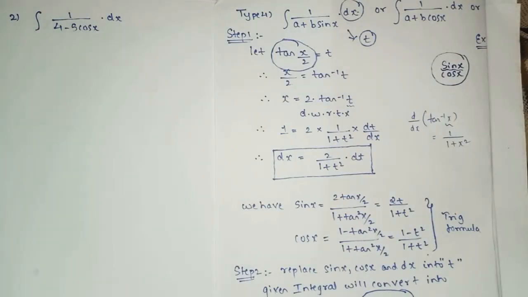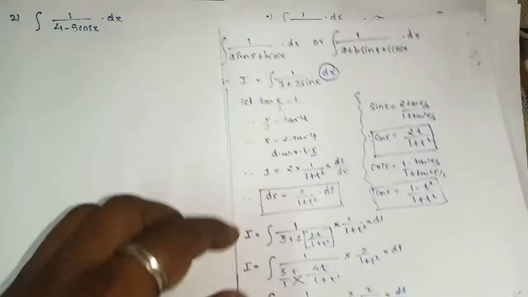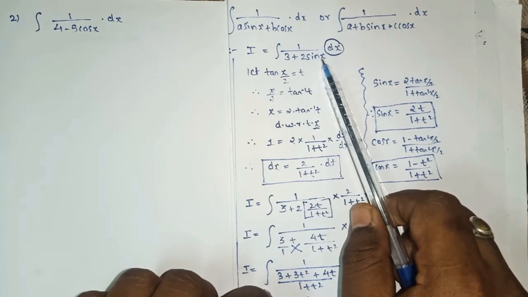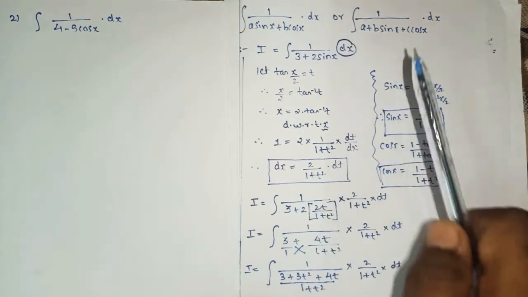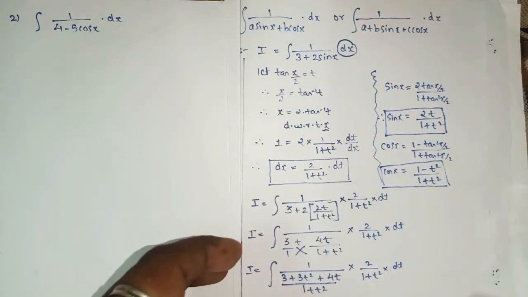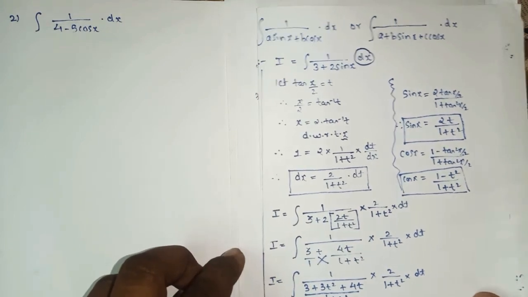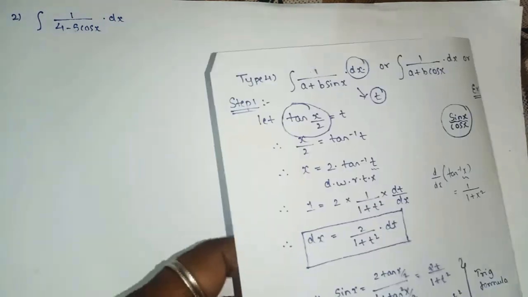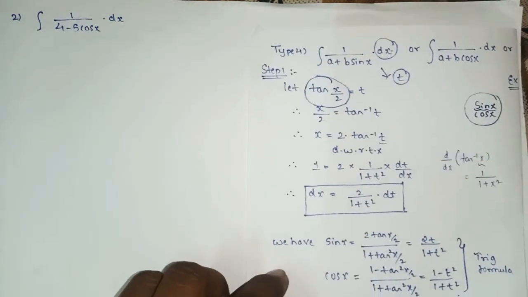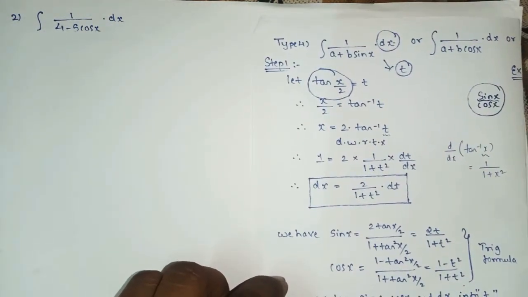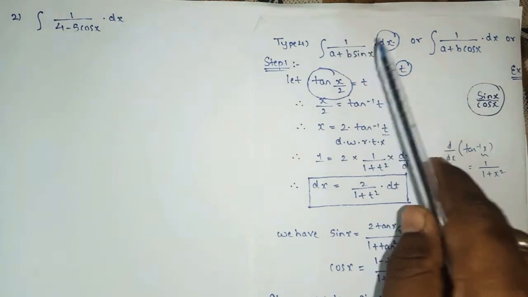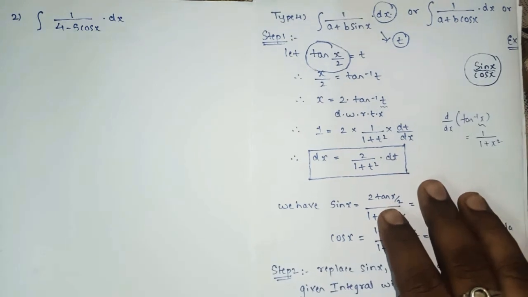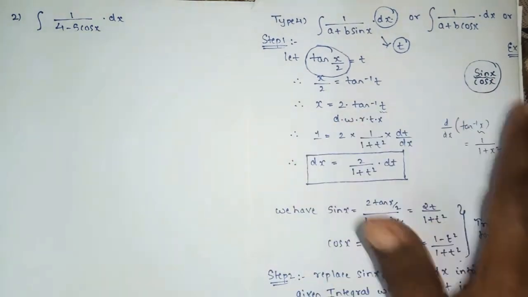As in the last lecture we took one example, 1 upon 3 plus 2 sin x. Here we'll take one example where sine will be replaced by cos. So let's see, when sine is replaced by cos, how the process will go further and how to find the answer for cos. As I told, whether it is sine, cos, or sine and cos together, the format will be fixed. You don't have to change anything.